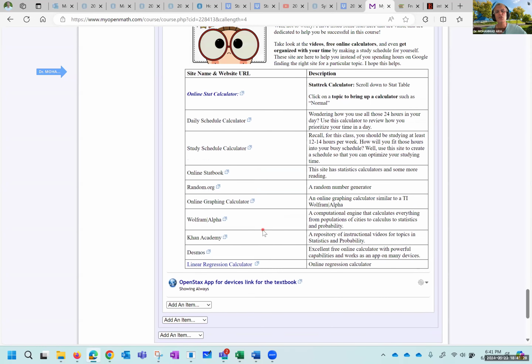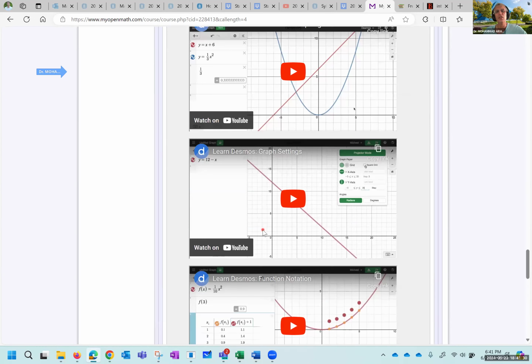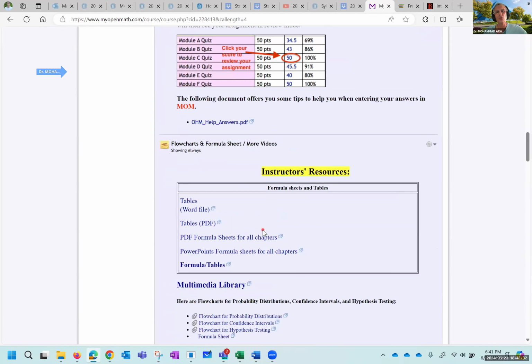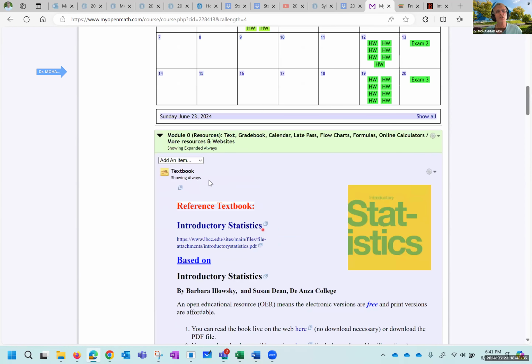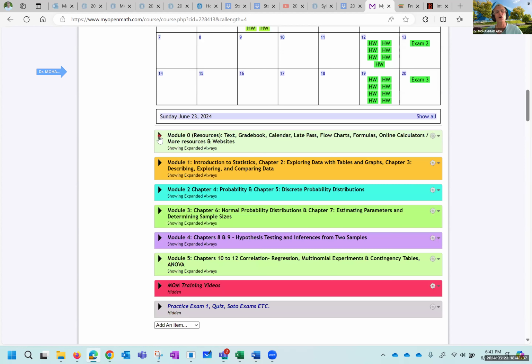We have so much information here under module 0. So again, what can you find under module 0? A lot of resources. Please take a couple of minutes to explore them. If you don't need any of them, more power to you. If you need any of them, please use them.